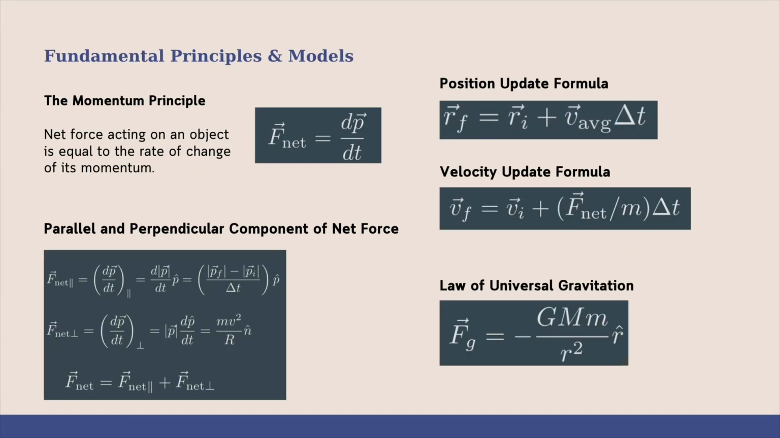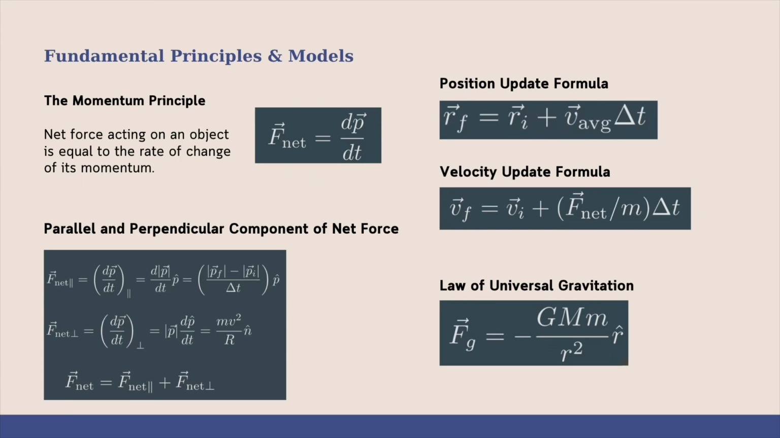The fundamental principles covered by this lab are Newton's second law, or the momentum principle. The momentum principle states that the net force acting on an object is equal to the rate of change of its momentum over time. And in this lab, the only force impacting the star is the gravitational force from the black hole, and that's the total net force. The net force is also split into two components, including parallel and perpendicular components. The parallel component only changes the star's speed, and the perpendicular component changes the star's direction.